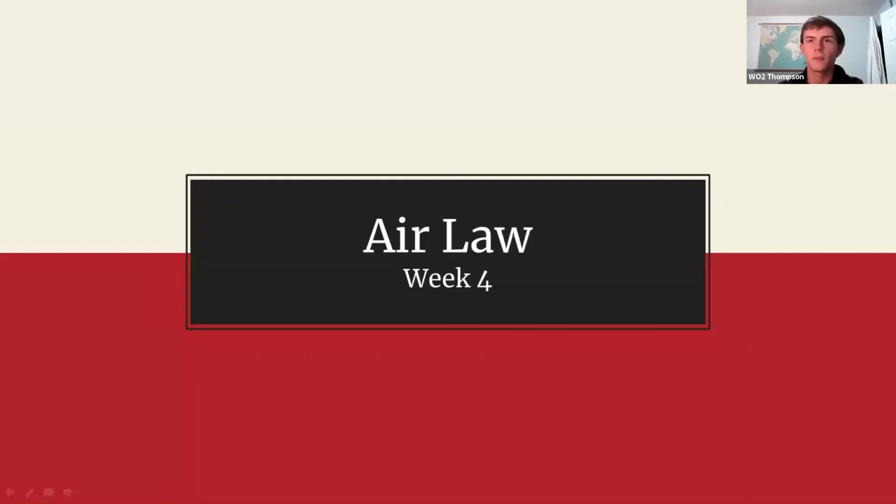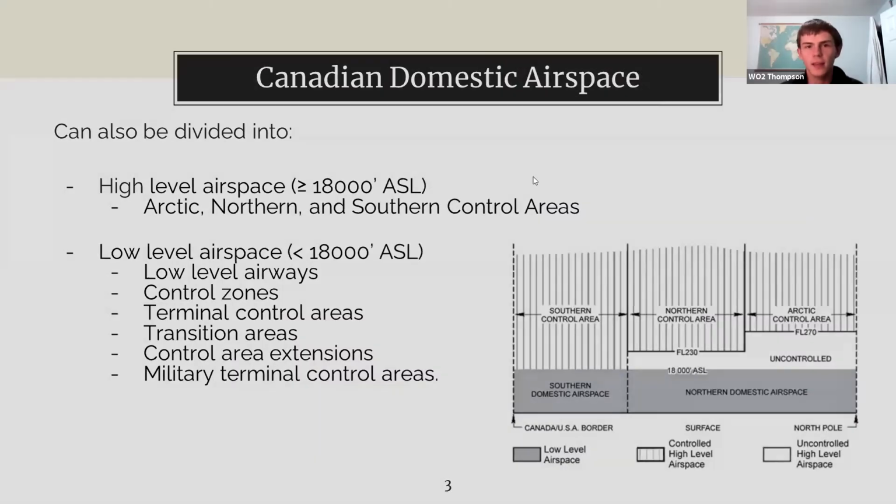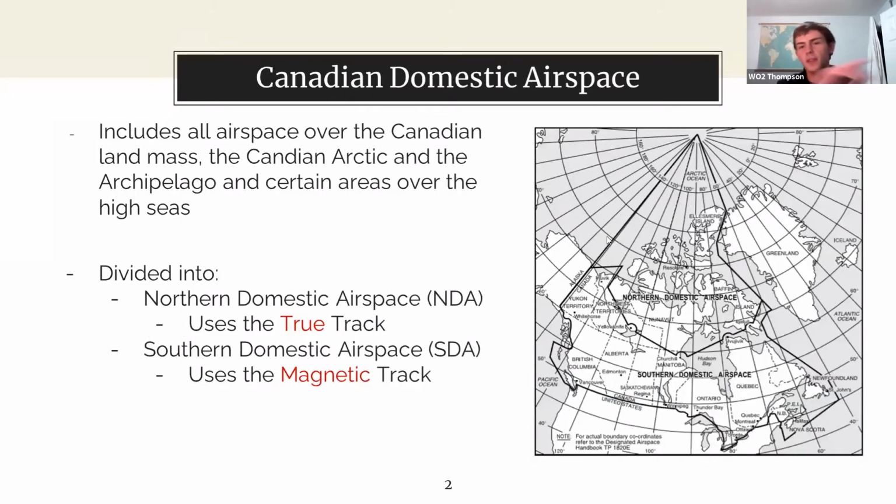So this is the second lesson for air law. Canadian domestic airspace. Northern, mostly Nunavut and the Northwest Territories, is northern domestic airspace. It uses true track, so that's to geographic north. Southern airspace in Canada uses magnetic track.